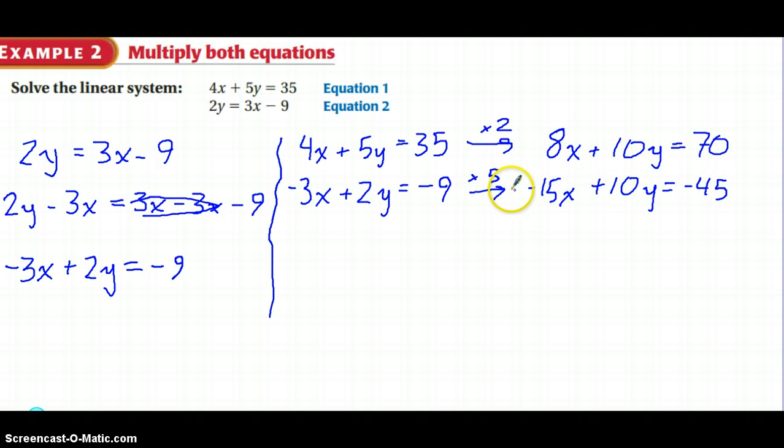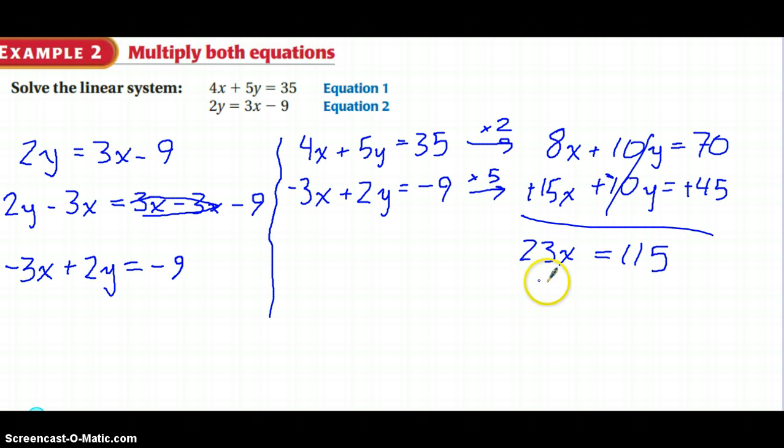Alrighty, and so at this point we see that if we subtract these, they are going to cancel out because these 10y's are going to cancel. So I'm going to go through and flip all the signs. So this negative 15x becomes a plus, this plus 10y becomes a negative, and this negative 45 becomes plus. Now when I combine like terms, I've got 23x. These are going to cancel. And over here, I'm going to have 115.